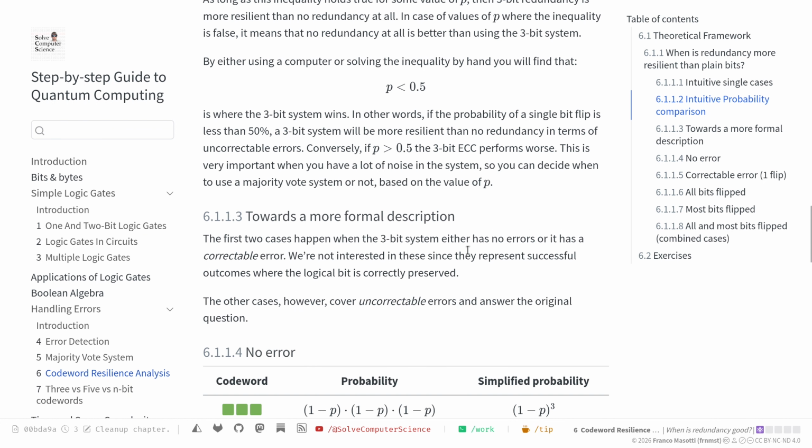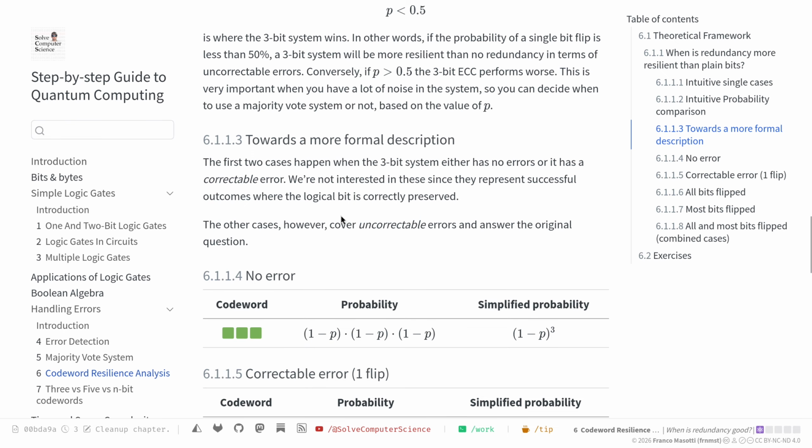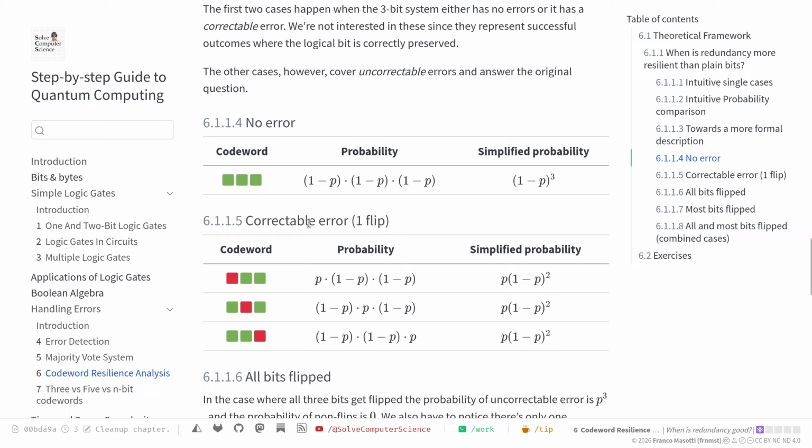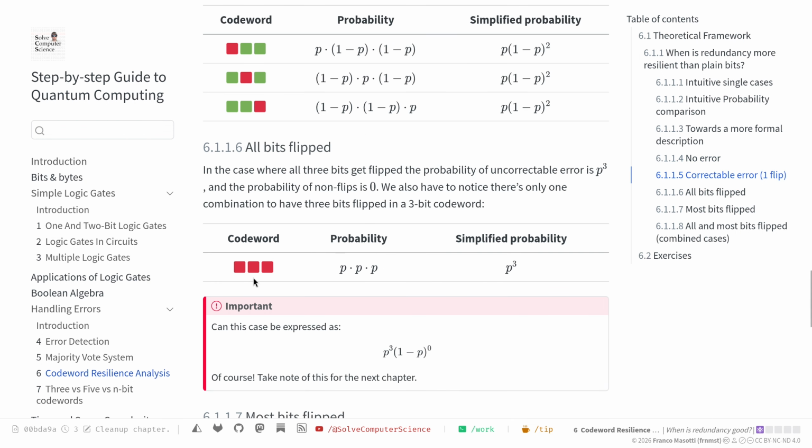Okay, so if you want a more formal description to see all the cases for the 3-bit strings, you can formalize them into tables. This is quite self-explanatory because you have the no error case, and you have the single bit error case, which yields these results. Of course, these two tables are for the correctable error cases. So when everything is okay, there is nothing to correct. And when you have a single bit flipped, you can correct it, okay? Then, as we saw before, we have the case where all 3 bits are flipped.